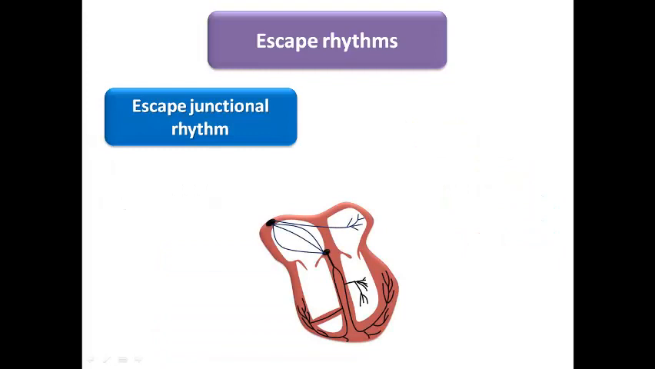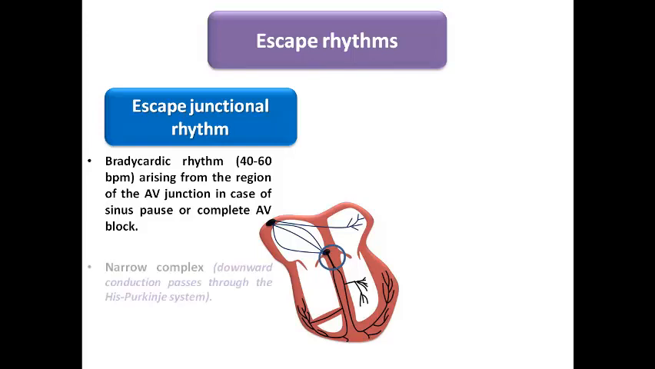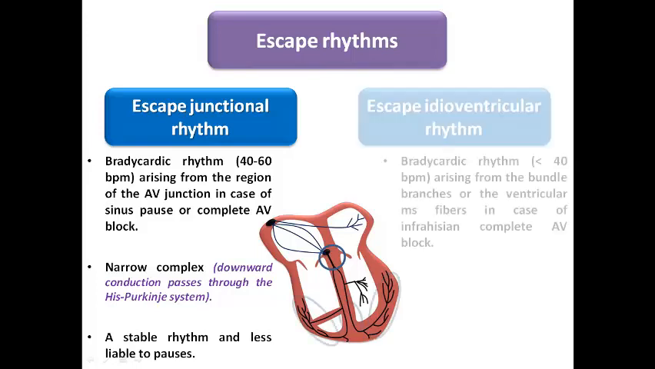So we have two main types of escape rhythm. Escape junctional rhythm, in which the bradycardic rhythm arises from the region of the AV junction, which is usually the AV node in case of sinus pause or complete AV block. And it is usually, of course, narrow complex because the downward conduction passes to the ventricles through the His-Purkinje system, so it is rapid conduction, and it is a stable rhythm that is less liable to pauses, so we are not afraid of escape junctional rhythm.